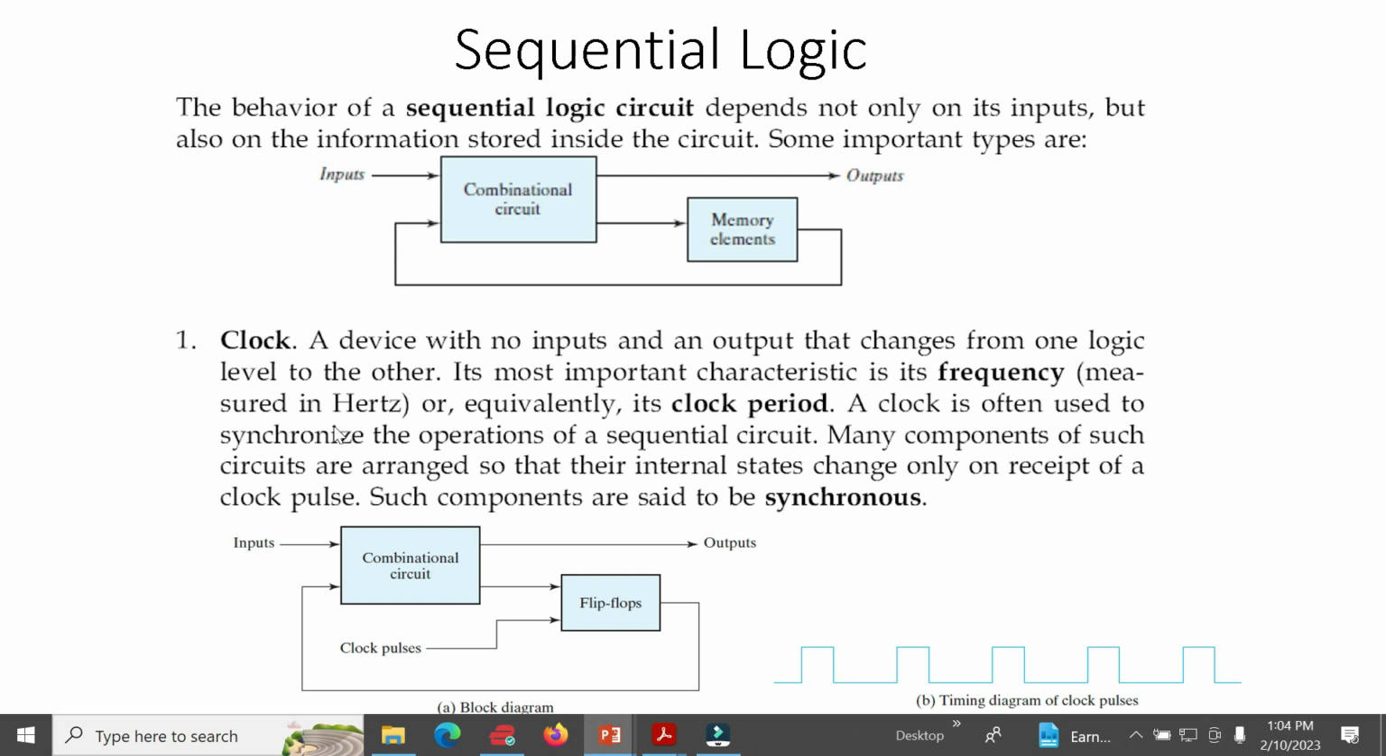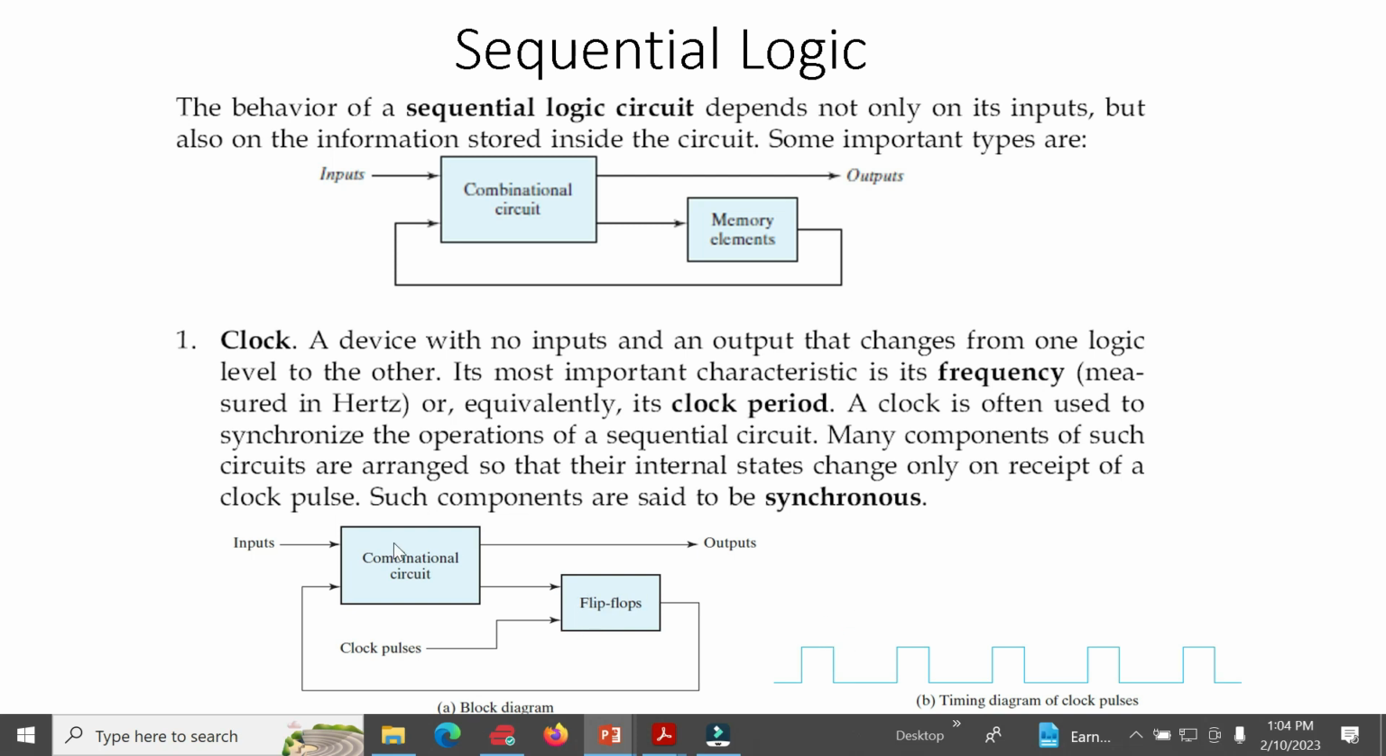So some of the important types of memory elements, we have the clock, a device with no inputs and an output that changes from one logic level to the other. Its most important characteristic is its frequency, that is measured in hertz, or a clock period. A clock is often used to synchronize the operation of a sequential circuit. Many components of such circuits are arranged so that their internal states change only on receipt of a clock pulse. Some components are said to be synchronous.